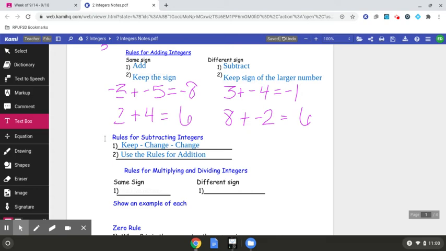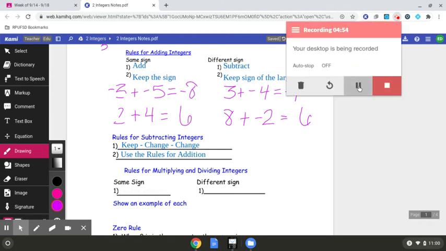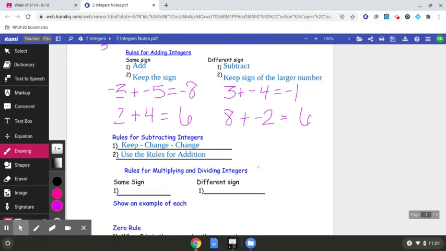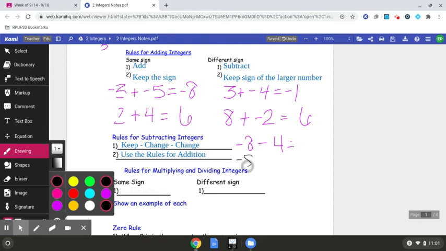So if we have negative 8 minus 4, we're going to keep the negative 8 the same. We're going to change the subtraction to become addition. And we're going to change the positive 4 to a negative 4. Okay, now we just use our rules for addition. So we have the same sign. So we're going to add 8 plus 4 is 12. And we're going to keep the sign, which was negative.